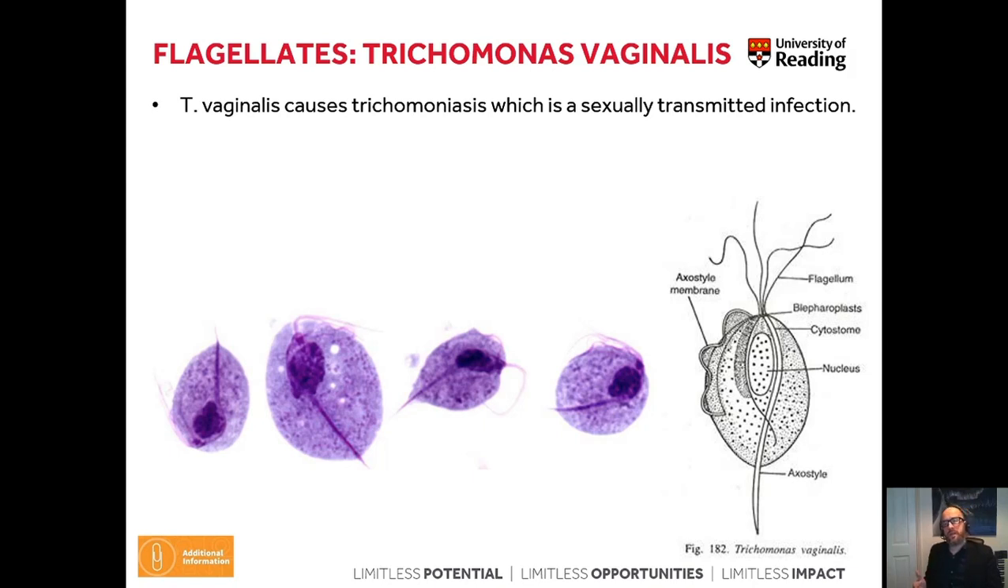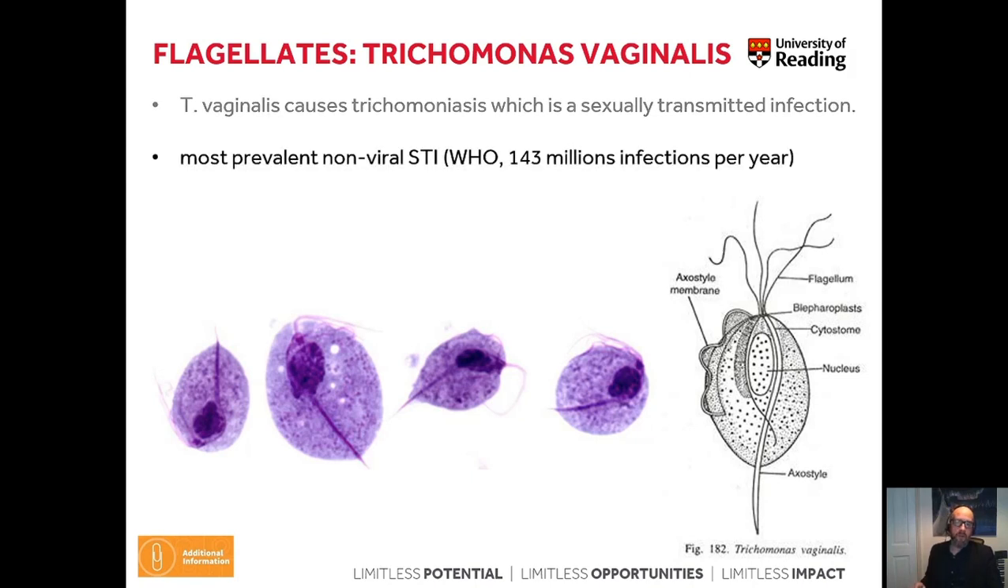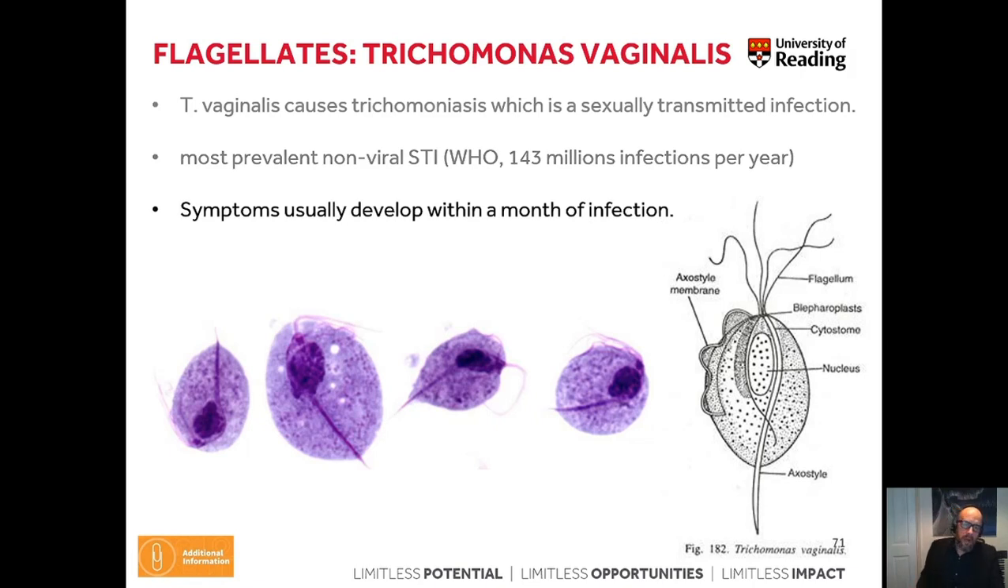It causes a disease called trichomoniasis, and it is a sexually transmitted infection. It is the most prevalent non-viral sexually transmitted infection according to the World Health Organization, with 143 million infections per year globally. The symptoms usually develop within a month of infection, and this is actually a huge problem because this long incubation period can lead to a spread of this parasitic disorder.